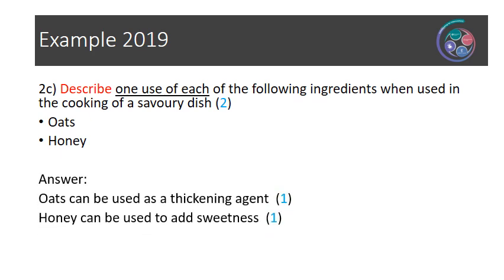Answer could be oats can be used as a thickening agent. This would access you 1 mark. And honey can be used to add sweetness. This would access you the 2nd mark. You would not be able to access both marks if you answered 2 points for oats or 2 points for honey. You have to answer 1 for each.